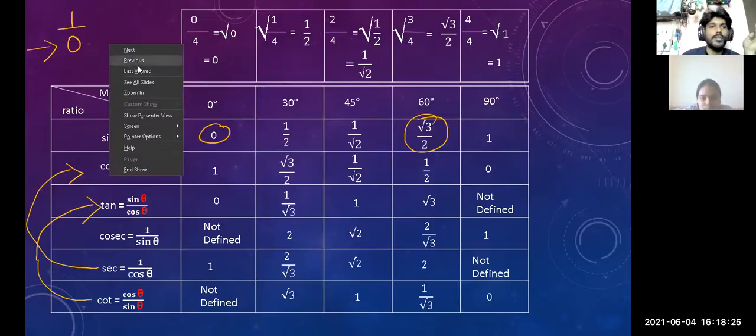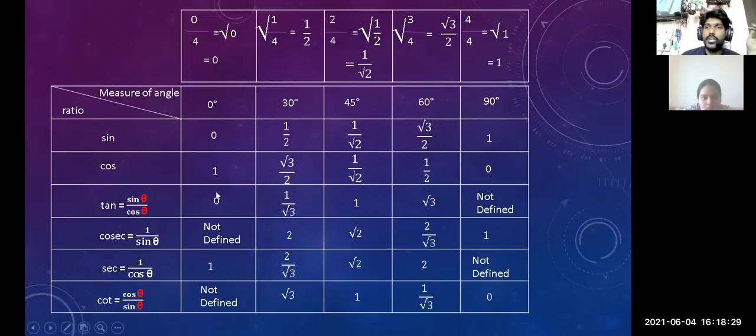So do you remember now how to remember this table? Cot 60 is 1 upon root 3. So root 3 became 1 upon root 3. Okay. So there is one more trick.